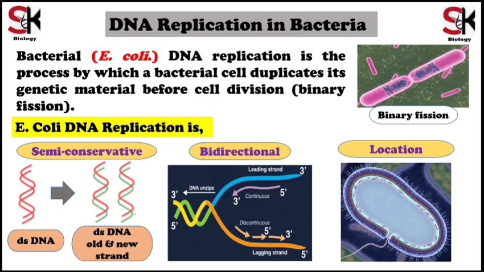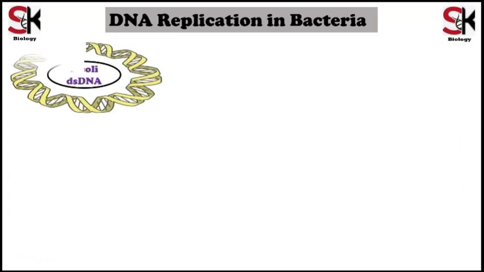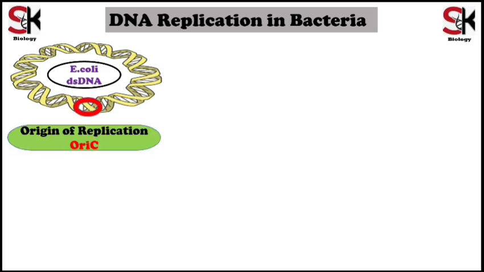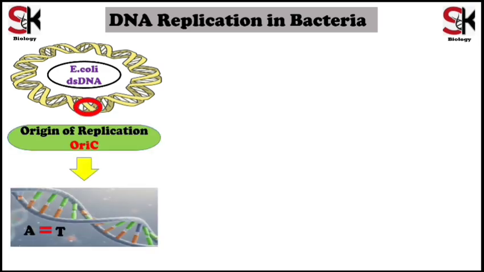Third is the location of DNA replication. In E. coli, DNA replication is carried out in the cytoplasm. E. coli is a prokaryotic organism and it lacks a true nucleus. E. coli contains a single circular double-stranded DNA with one origin of replication site. This origin of replication contains an AT rich region, that is adenine thymine rich region, along with DNA boxes.